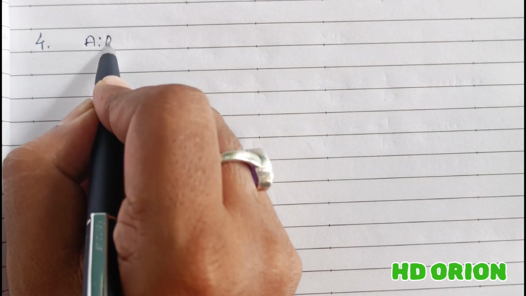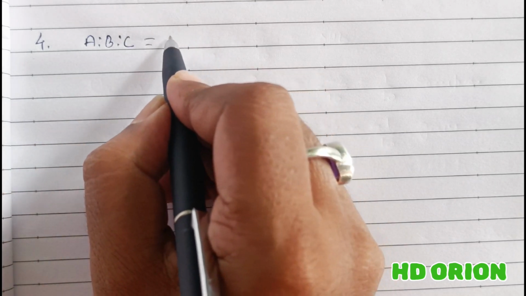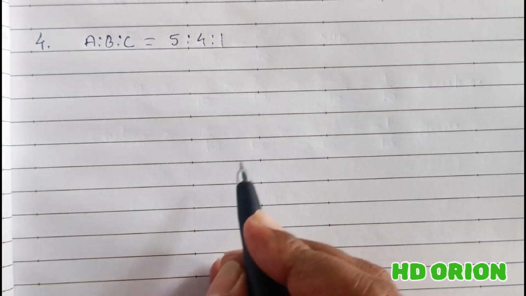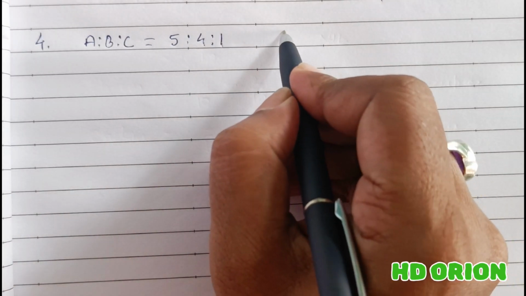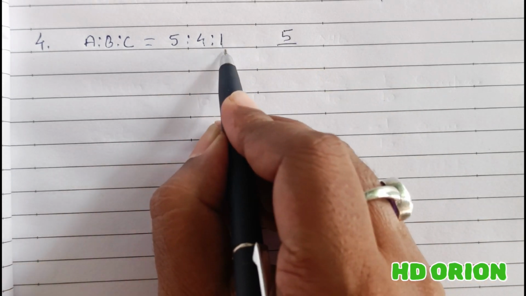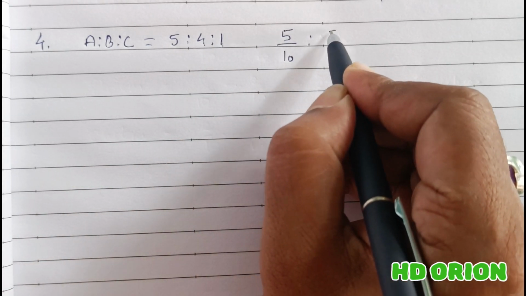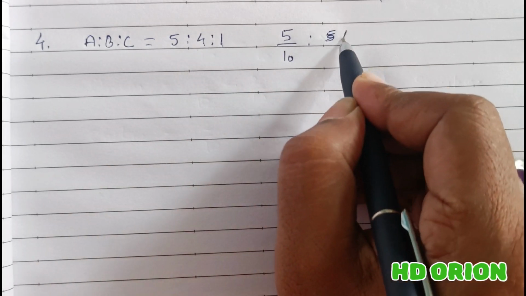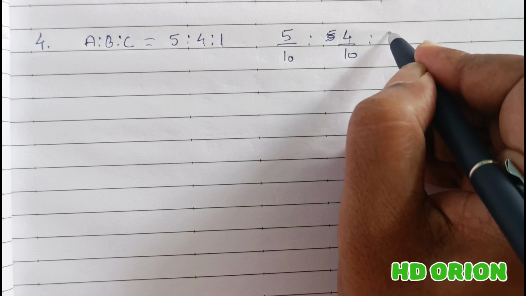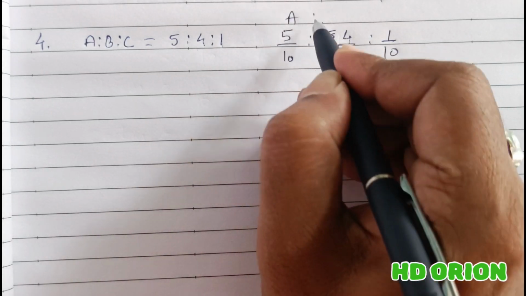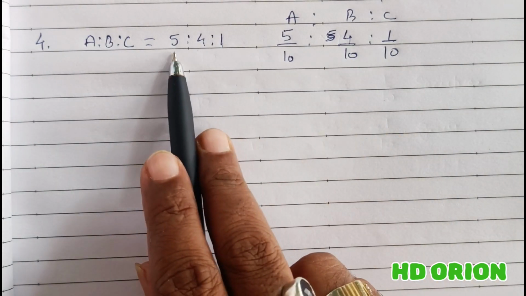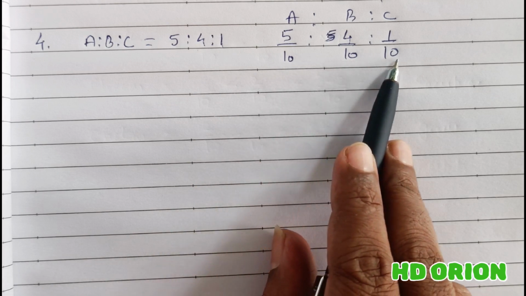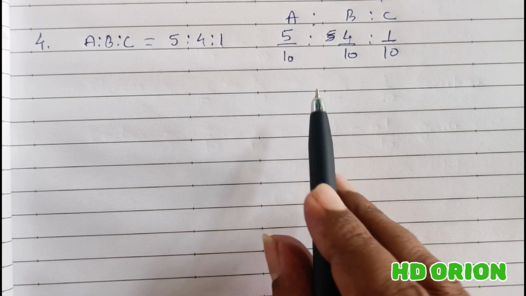So in question number 4, there are 3 partners A, B and C, and their profit sharing ratio is 5:4:1. Fine, this is their profit sharing ratio, which you can also write as 5 by 5 plus 4 plus 1, which is 10: 5 by 10 is to 4 by 10 is to 1 by 10. This is for A, this is for B and this is for C. You can write it in this fashion also. It is shown in this way, but it means this. This is the ratio.